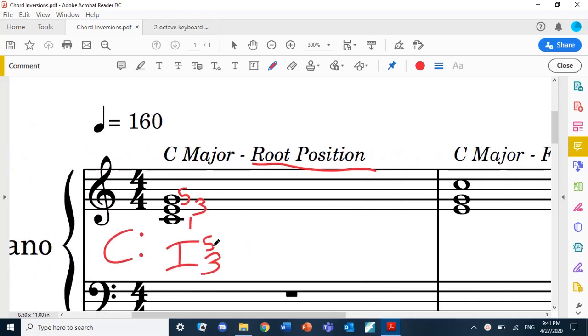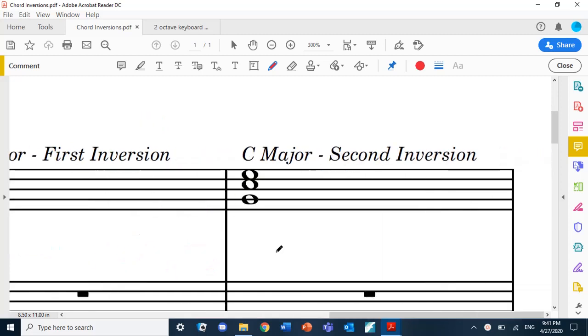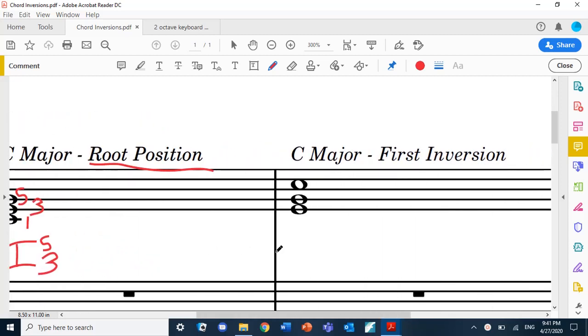So in the last video, we analyzed this first chord, C major chord. We analyzed it in the key of C major. That's what this letter C with the colon means. It means that we're in C major. It is a 1 chord because it's based off of the first note in the C major scale, which is C, and it is a 5/3 because the notes above that lowest note are a fifth above it and a third above it. So let's move over to this first inversion chord.